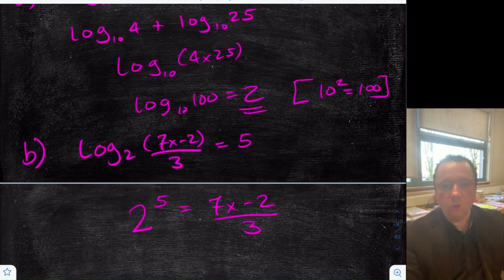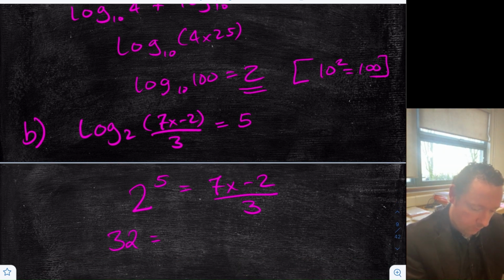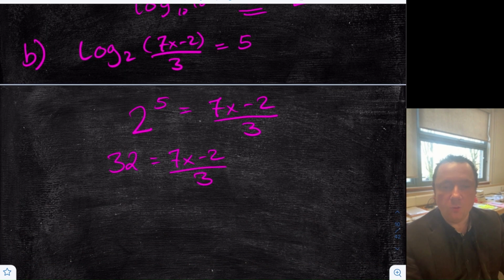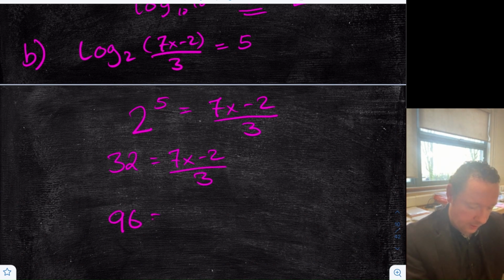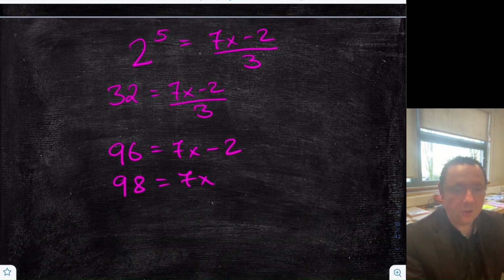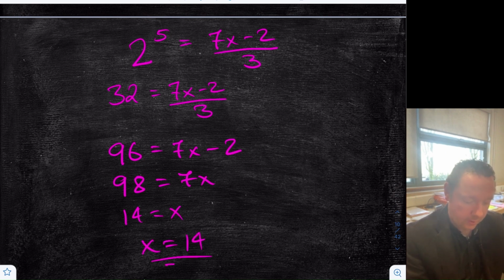So we need to work out 2 to the power of 5. Well, 2 2s is 4 times 2 is 8. Times 2 is 16, times 2 is 32. So we get 32. So 32 equals 7x minus 2 over 3. So we can times 32 by 3. 32 times 3 is 96. So 96 is 7x minus 2. Add 2 to both sides, so 98 is equal to 7x. Dividing through by 7 then, you get 14 equals x, or nicer, x equals 14. And we're done there.